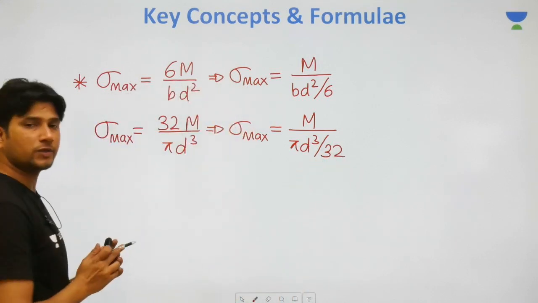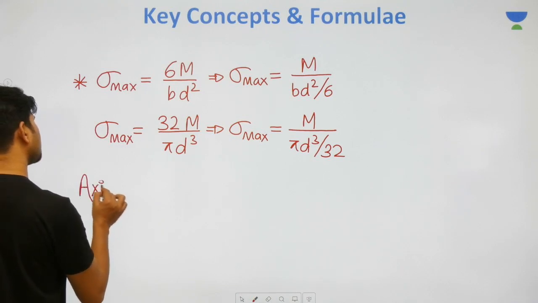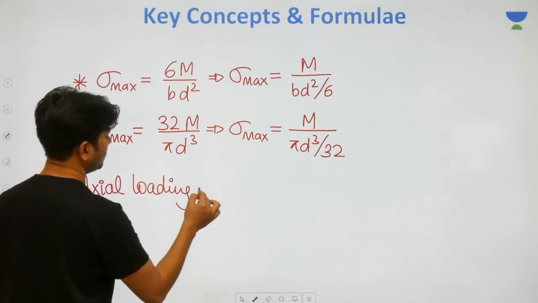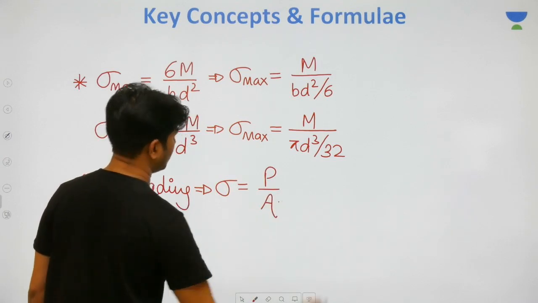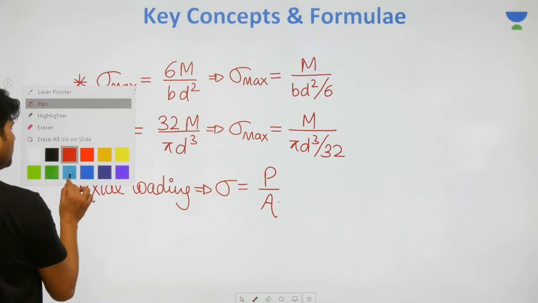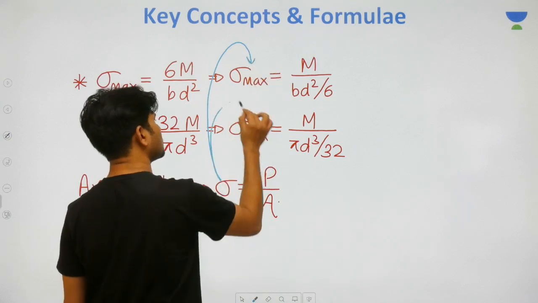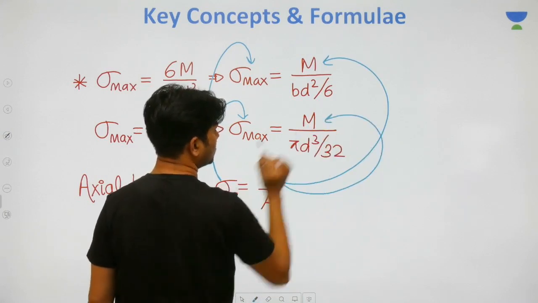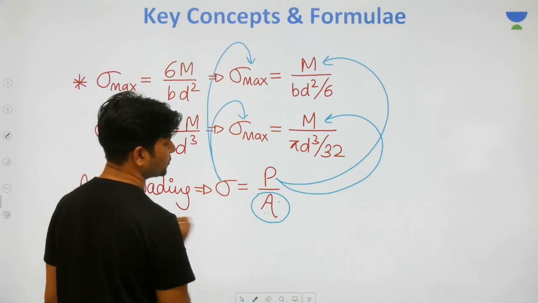Now if you compare these sigma max formulas with the standard axial loading formula, in which the basic formula for the stress we defined as load divided by area, then interestingly you see that you have sigma and sigma and sigma, and you have load and load and load, and in the denominator you have area, which here is representing B into D.